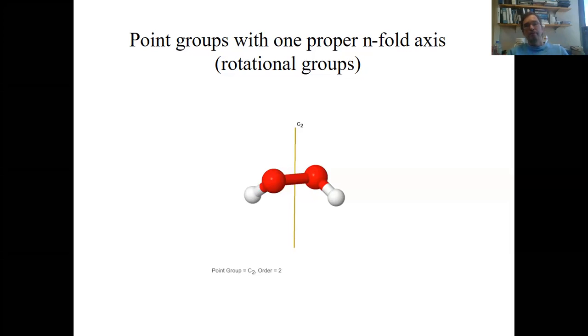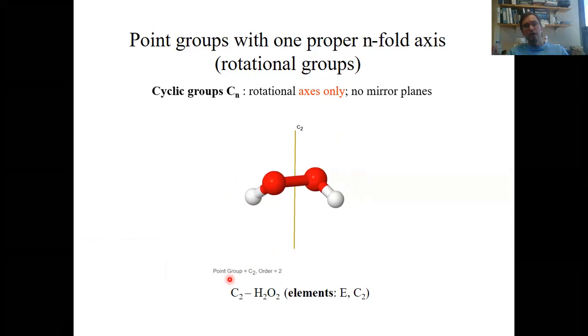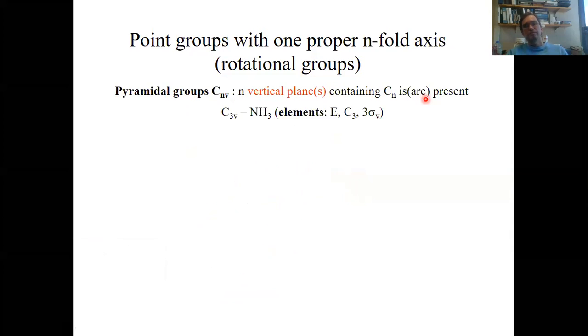rotational groups. So in the most simple case, our molecule has only one proper rotational axis in addition to the identity and no other symmetry element. That's for instance the case for the hydrogen peroxide molecule, and the hydrogen peroxide molecule therefore belongs to the cyclic group Cn. So these have only rotational axes, only one rotational axis, but no other symmetry element.